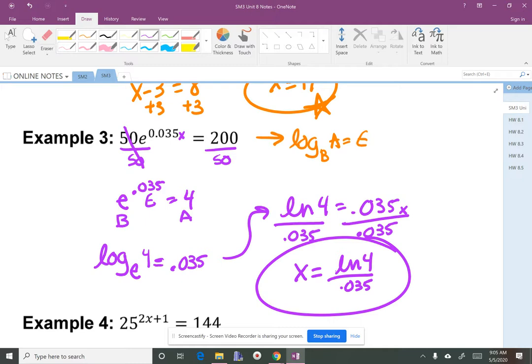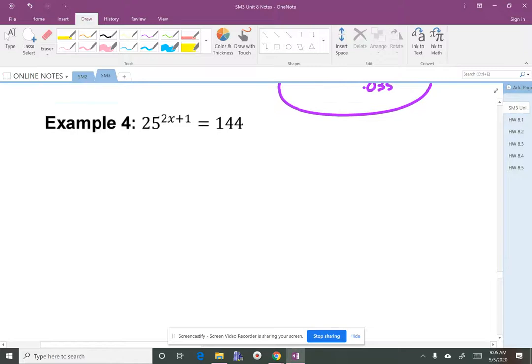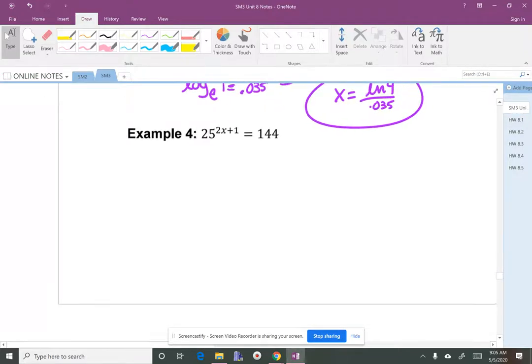On this one, we do not have to check for domain restrictions because it doesn't start as a log. We only have to check for things that start as a log. But here's example 4. I think this is our last example.